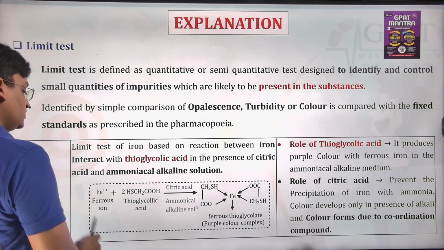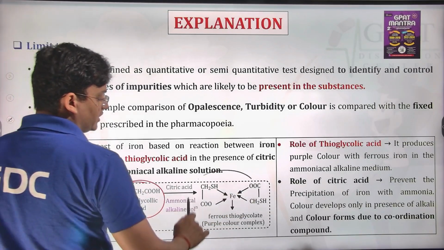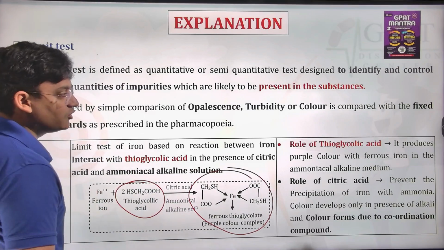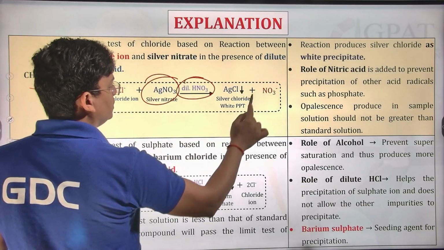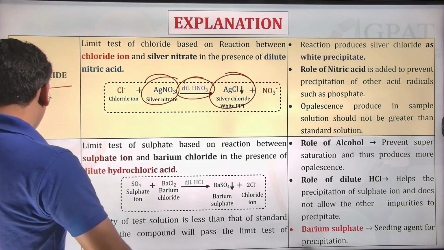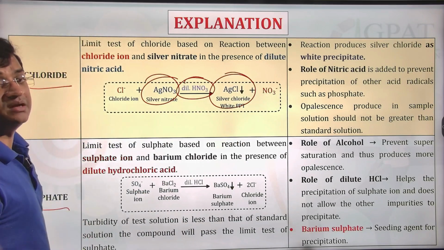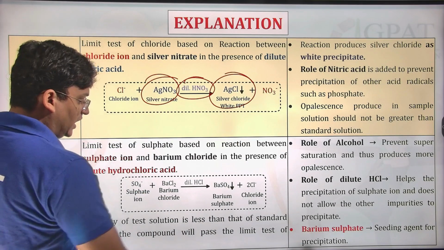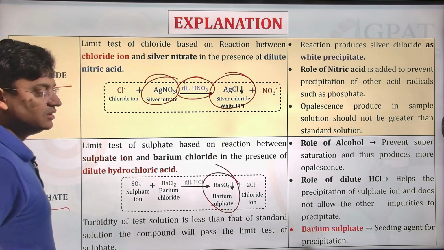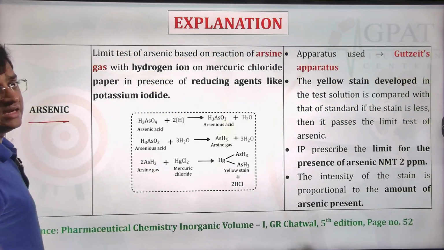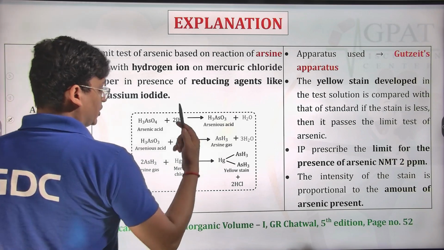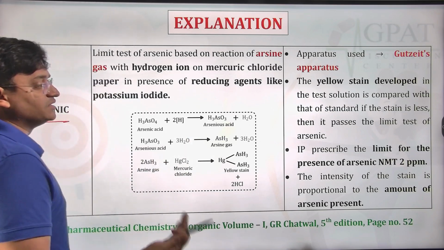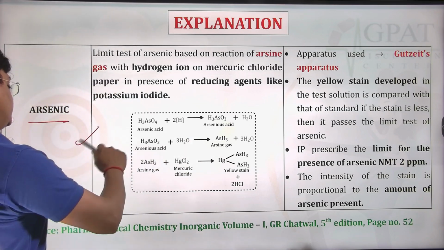Okay, so iron uses thioglycolic acid and we are getting ferrous thioglycolate complex, that is a purple colored complex. For chloride we use AgNO3 and dilute HNO3 to give AgCl precipitate. For the sulfate we use barium chloride reagent and we are getting barium sulfate. For the arsenic we use Gutzeit apparatus, and here we use mercuric chloride paper and the yellow color stain gives our limit test.